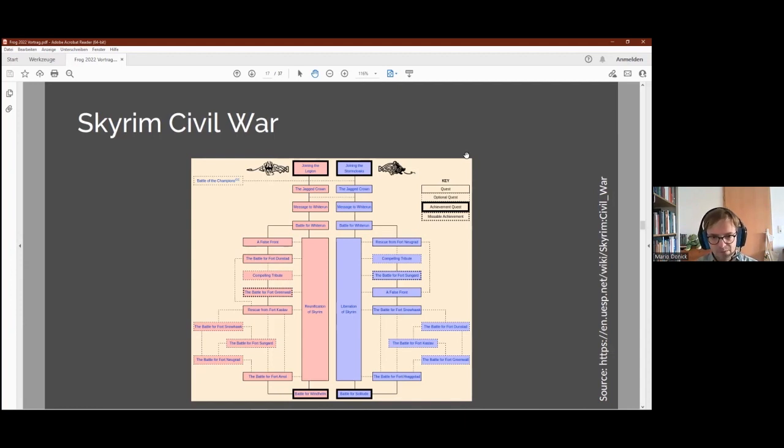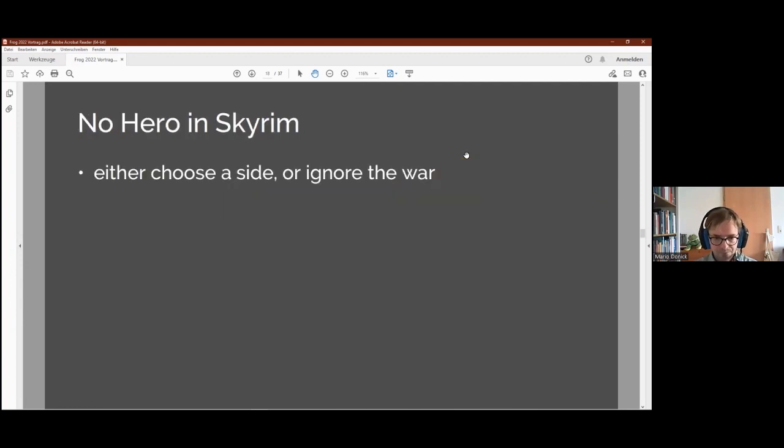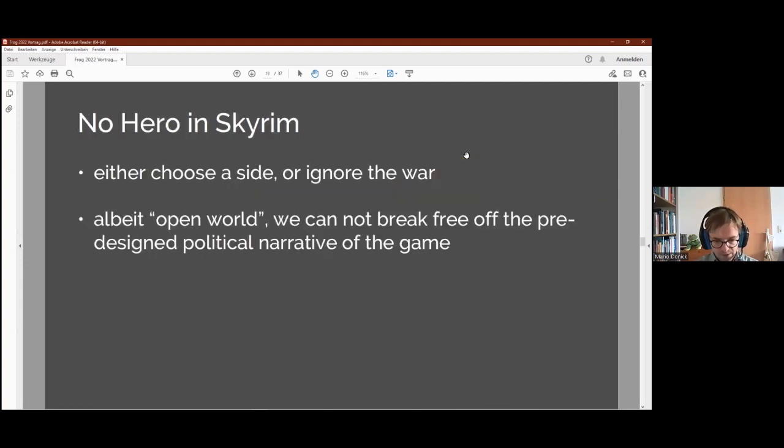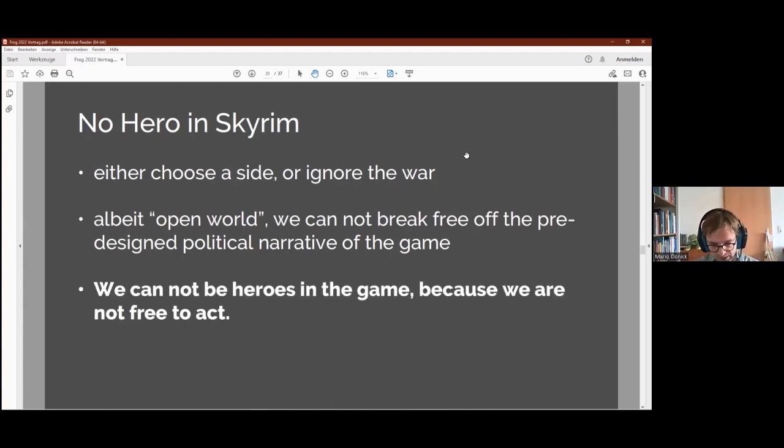On this picture here, I took this from the Elder Scrolls wiki at uesp.com. This is just to show how schematic this war storyline is. You have the two sides, and the structure of the quests is the same for both, and there's no way to break out of this. So we cannot break off the pre-designed game loop and narration, but exactly this would be necessary if we wanted to use the game to explore our own acting in this political sense.